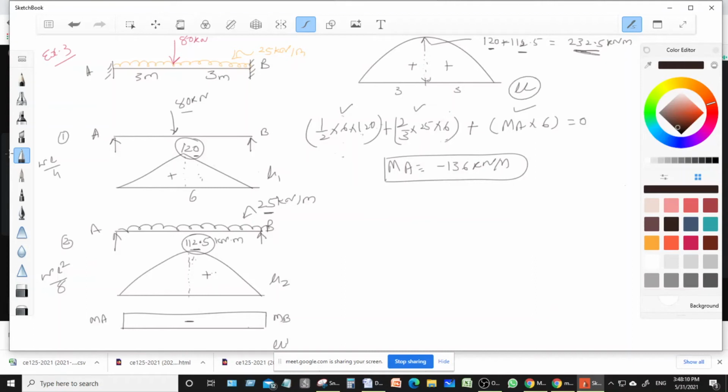Once we have this moment, this is your final mu diagram. So what we are going to do is overlap this mu dash diagram on the final mu diagram. So it is minus 136. Now see, at the mid portion, your positive and negative, same area, so it is going to be null.